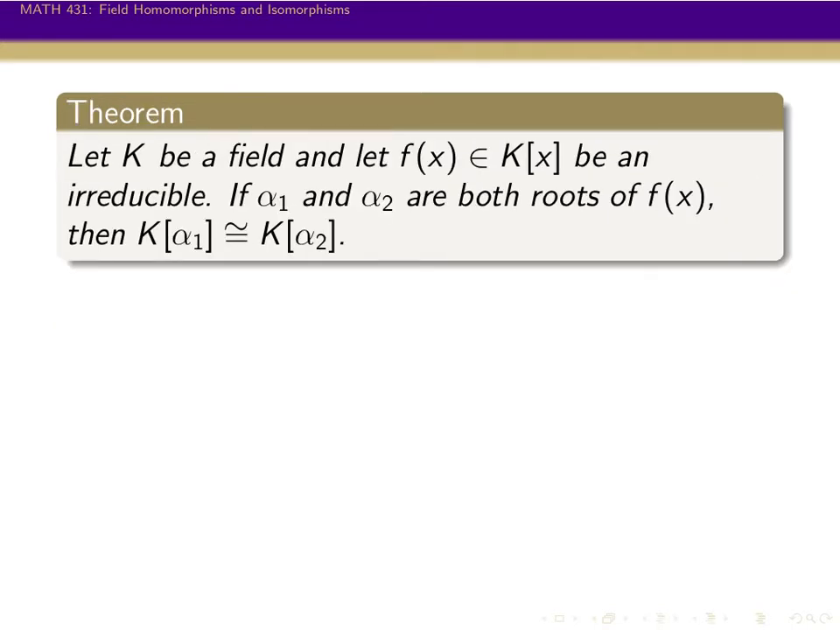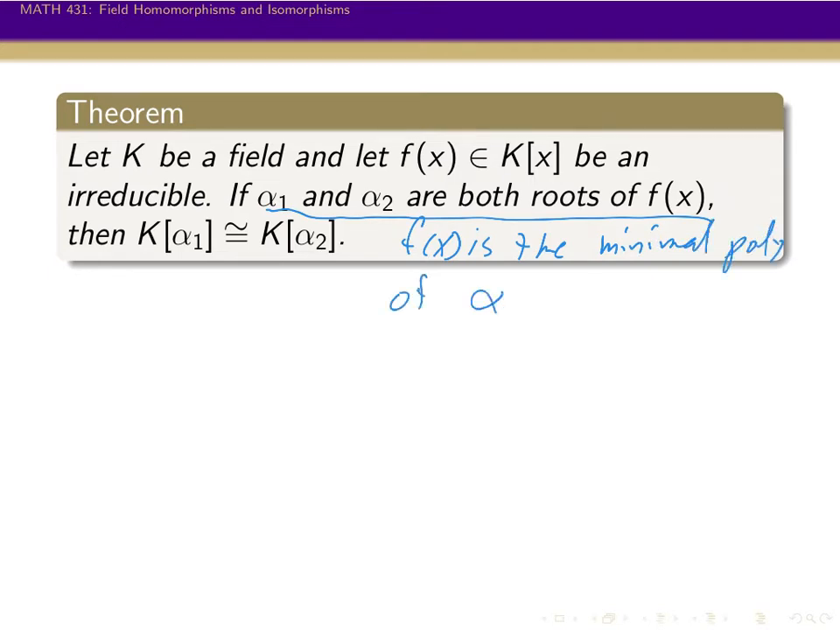The first theorem we have is that if K is a field and f of x is an irreducible polynomial in K adjoin x, and alpha 1 and alpha 2 are both roots of f of x, and if you remember from what we've proven, this is equivalent to saying that f of x is the minimal polynomial of alpha 1 and alpha 2, then K adjoin alpha 1 is isomorphic to K adjoin alpha 2.